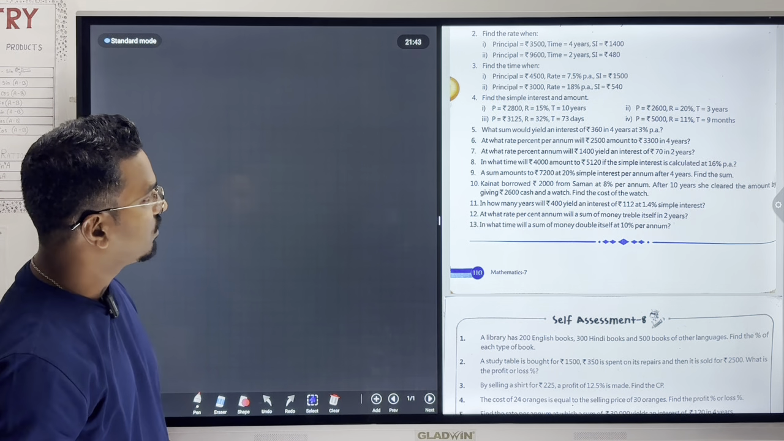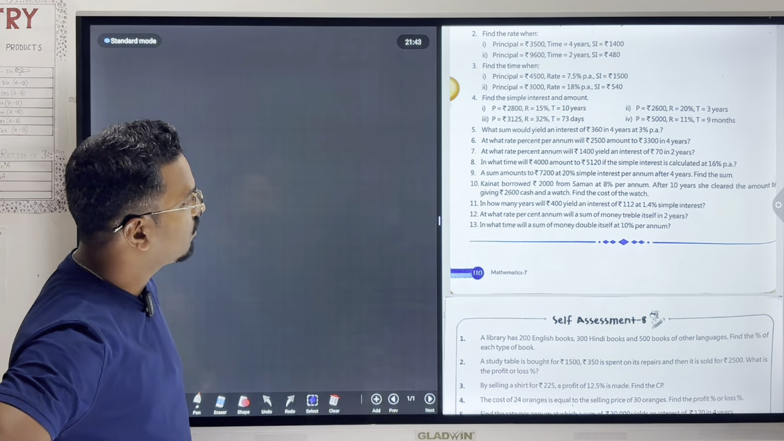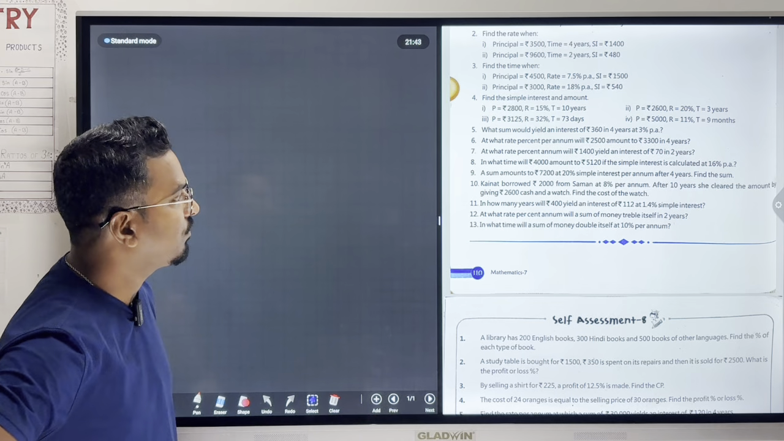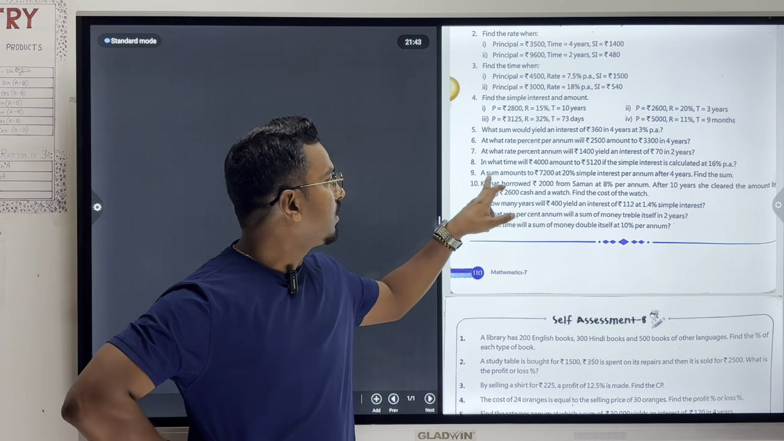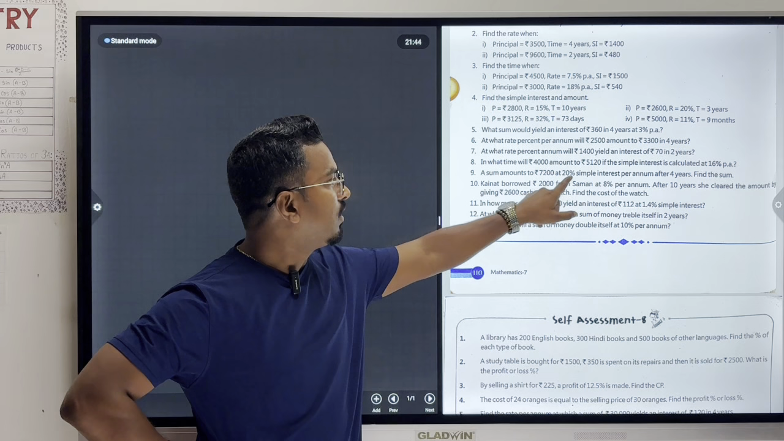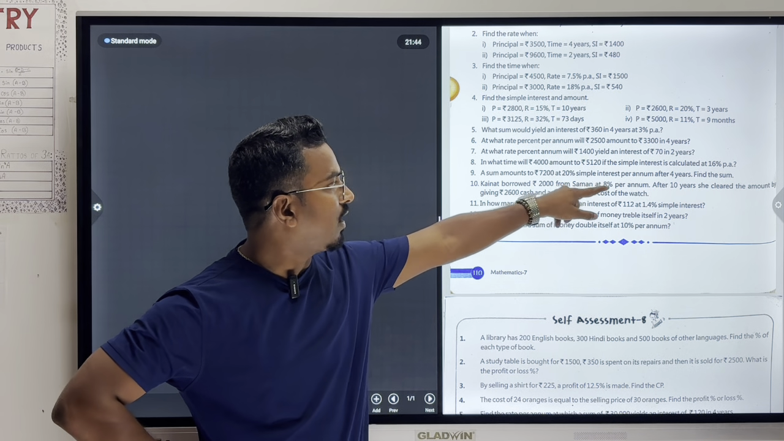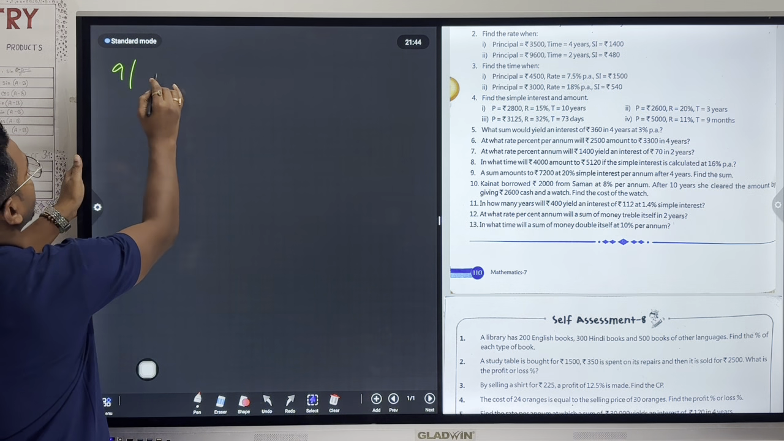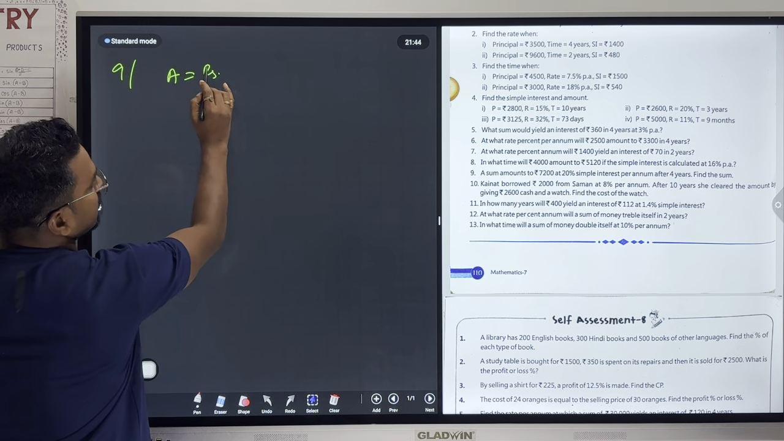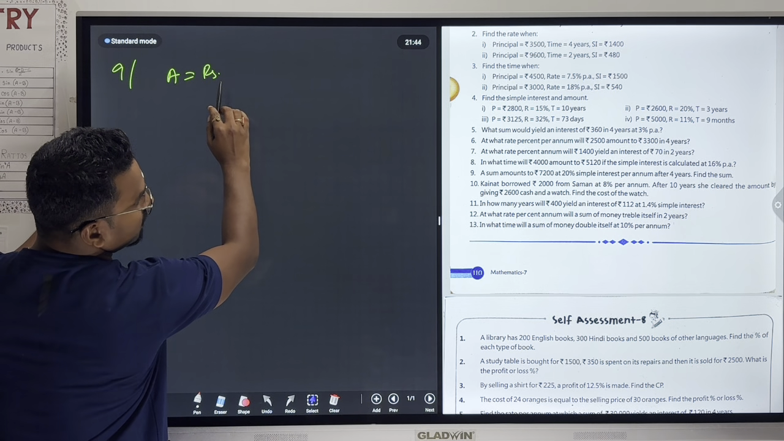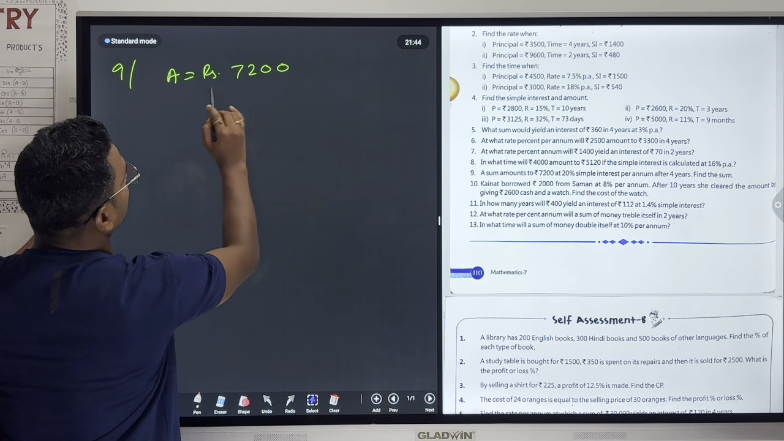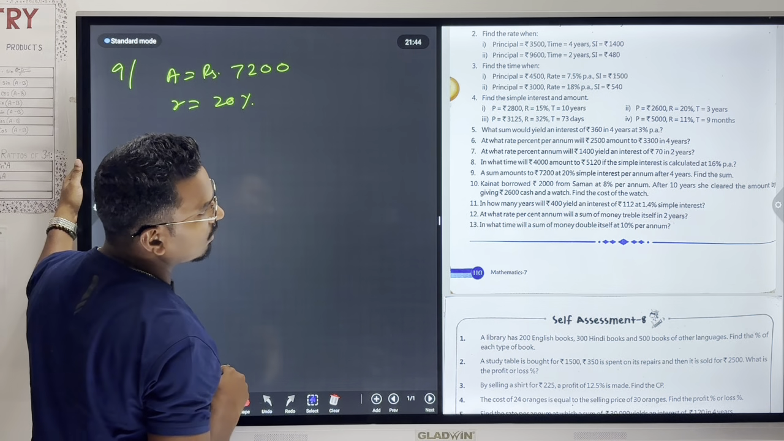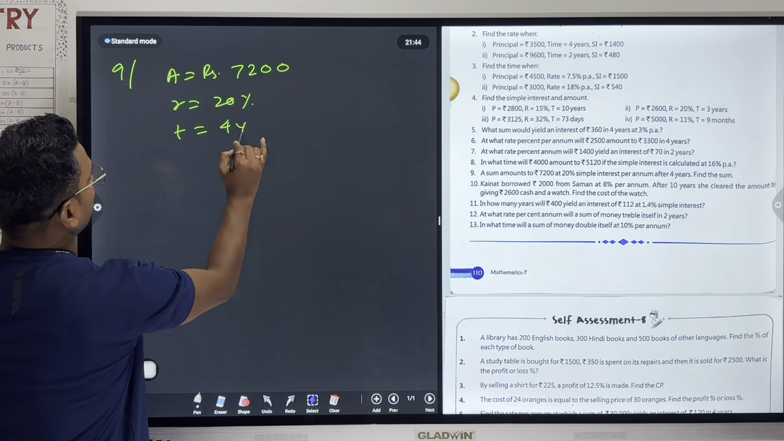Moving to the next question, question number 9. A sum amounts to 7,200 at 20% simple interest per annum after 4 years. Find the sum. So here you have to find the principal. Amount is given, rate of interest is given, time is given, you have to find the principal. Amount is given rupees 7,200 and rate is given 20% and time is given 4 years.